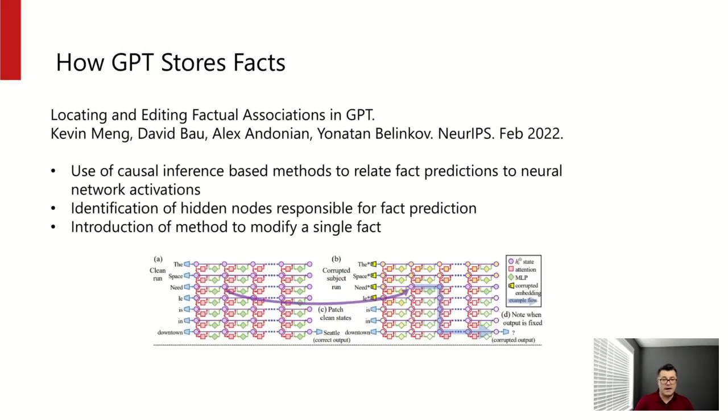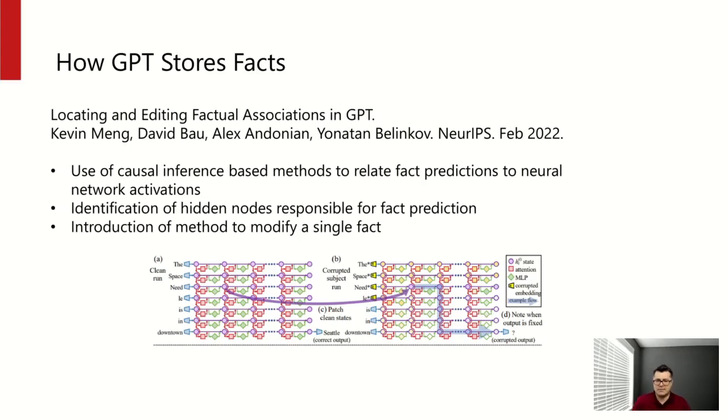There is a paper that came out in February of '22. I don't know, may have not received a whole lot of attention. It's called Locating and Editing Factual Associations in GPT. So what they did in this work is they took a GPT model and they used methods based on causal inference to basically relate the predictions of certain facts to activations within a neural network. It's kind of like saying, okay, let's look at a certain fact and let's try to understand where things are firing in the neural network.